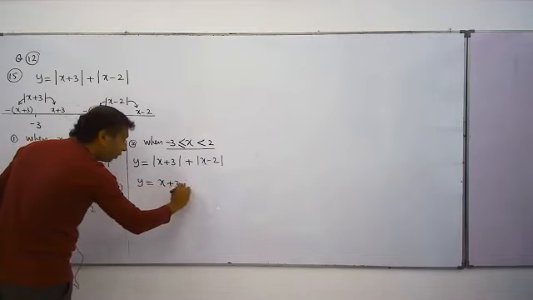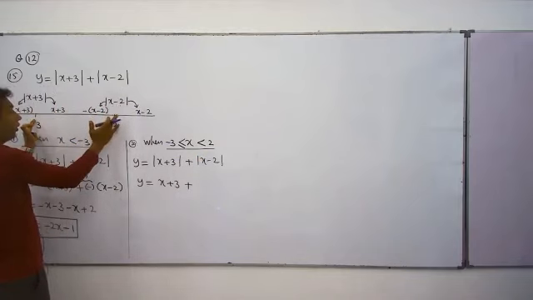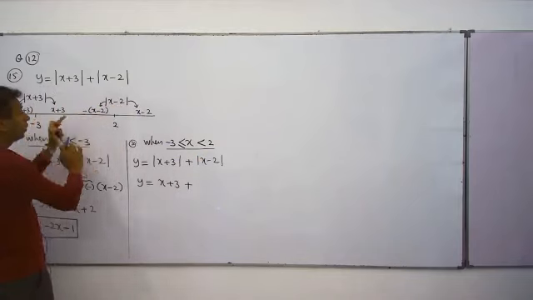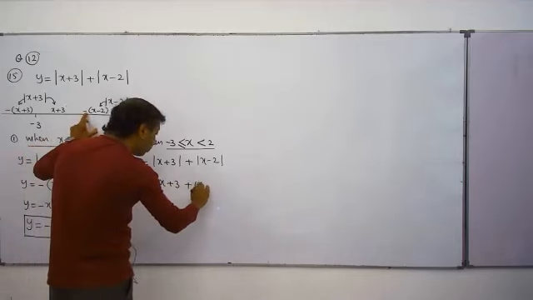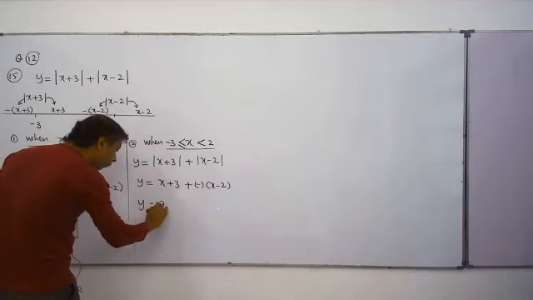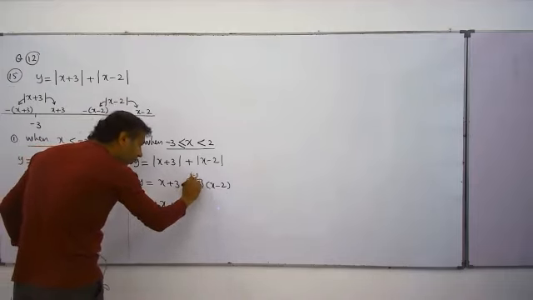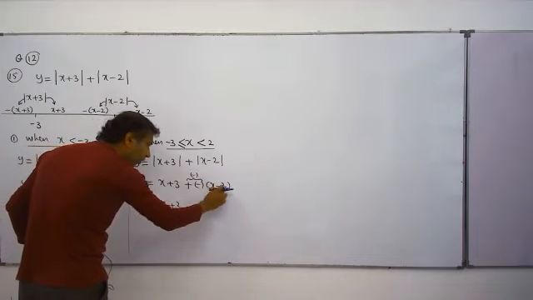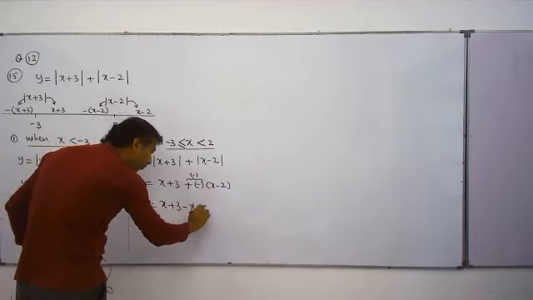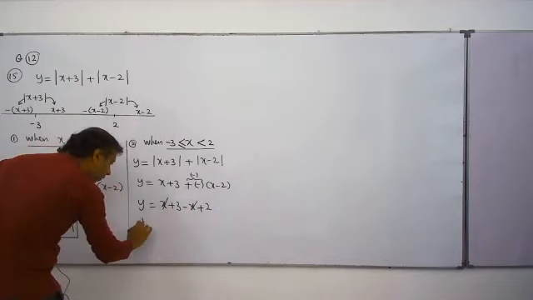Right. And this plus sign, mod x minus 2, between minus 3 and 2, mod x minus 2 takes minus x minus 2, right. So then we get y equals x plus 3, this plus and minus together becomes minus, and we multiply both this and this, then it is minus 6 plus 2. Then you can cancel down this x and minus 6, we get y as 5.